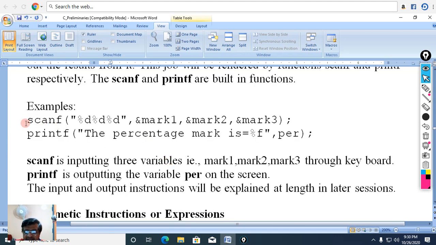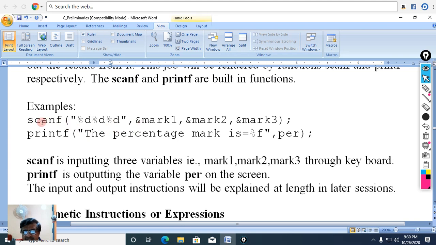A typical scanf. Of course, we are going to discuss scanf and printf in a separate tutorial. There is a lot of discussion that we have to make as to how we can write a meaningful scanf statement and a meaningful printf statement. And here scanf comes something like this. This is a typical example.